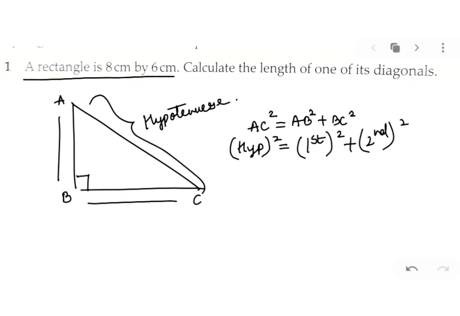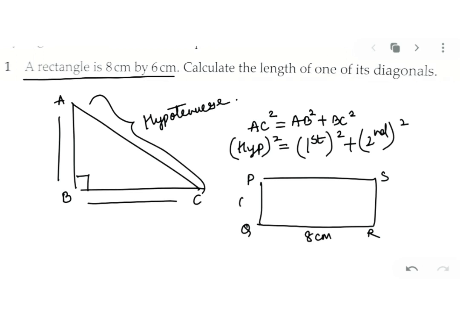A rectangle is, so I'll draw a rectangle. I'll name it as PQRS. It is 8 by 6. So can we put QR as 8 centimeter and PQ as 6 centimeter? If I join PR, it will be called a diagonal of this rectangle. You have to calculate the length of its diagonal.